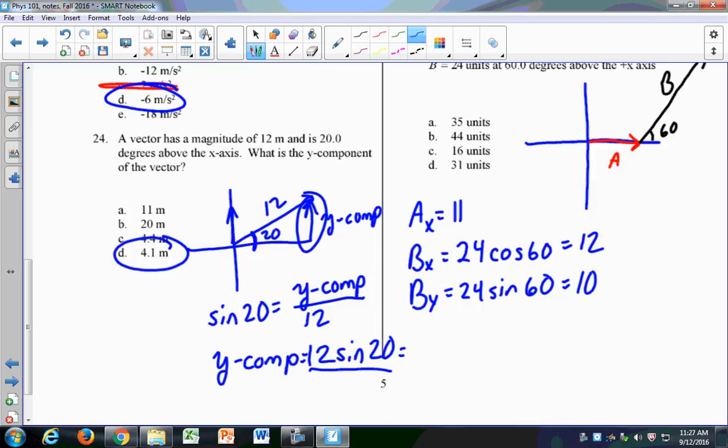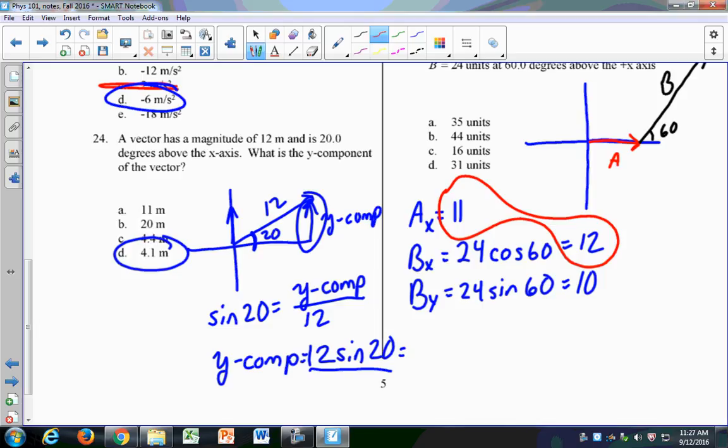Then I add my x components. 24 sine of 60 is 10.4, but I just rounded it off. Is that clear? Guys, some of you are in calculus, and you have your calculator in radian mode, but always for this class, you need it in degree mode. Y'all know how to change it to degree mode?